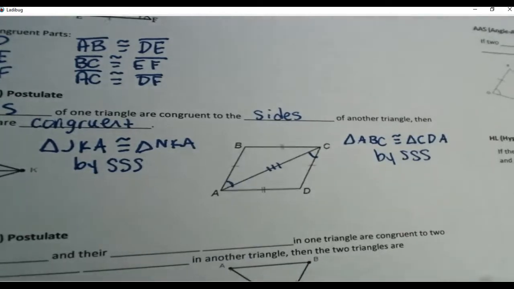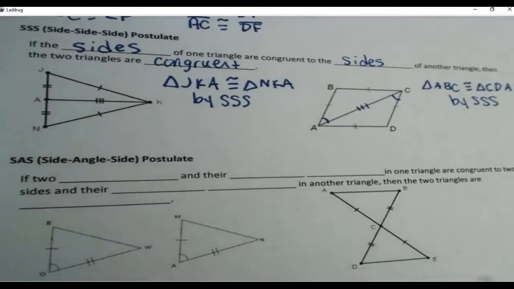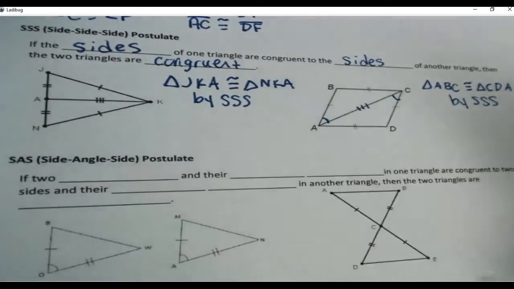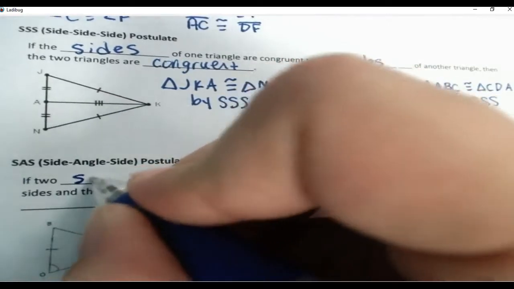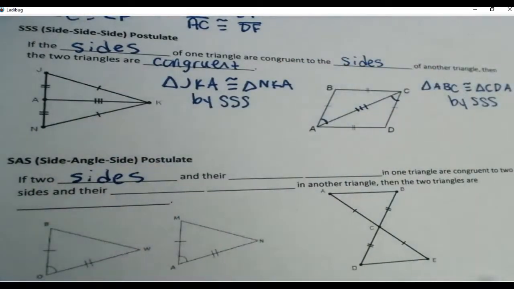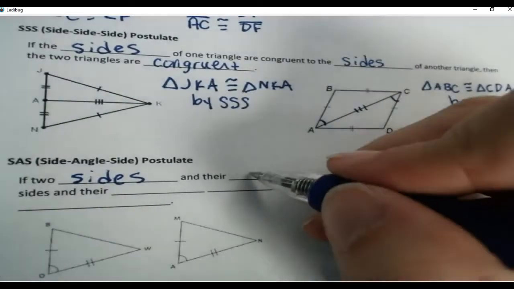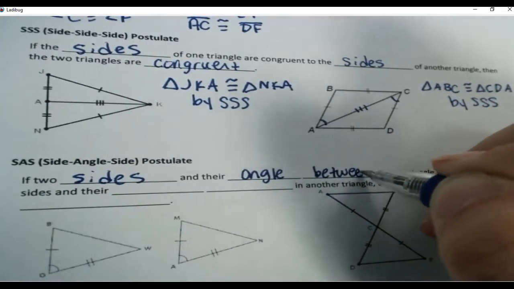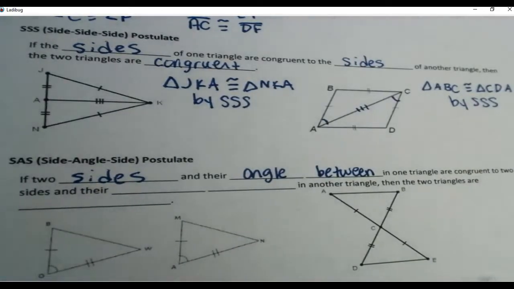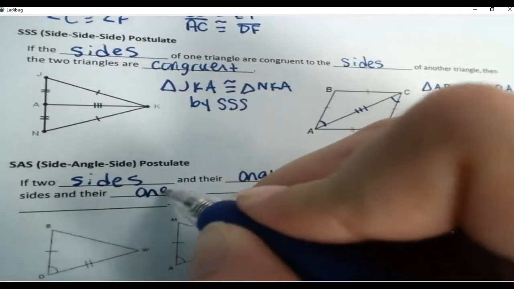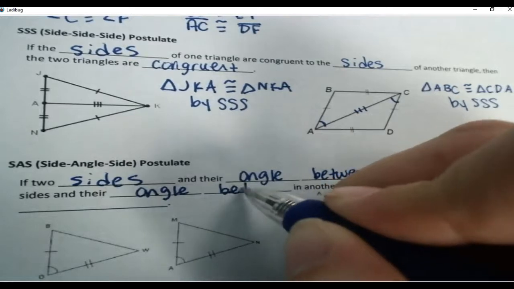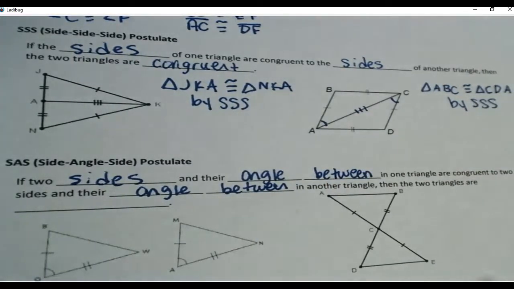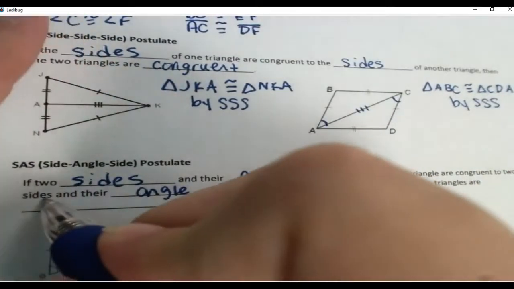Okay. So then our next one is side angle side. So this one says if two sides and their angle between in one triangle are congruent to two sides and their angle between in another triangle, then the two triangles are congruent.